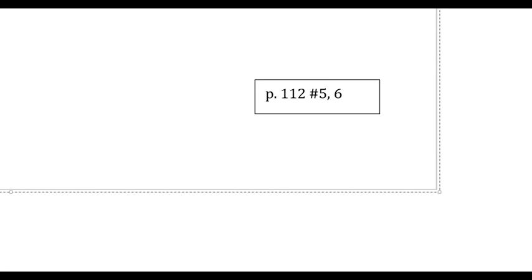All right. Page 112, number 5 and 6. Anything that has a sine or a cos in it, don't do. I think it's C and D in 5 you don't do, and D in 6 or something like that. If it's got a sine or cos, don't do it. Do the rest of them. Good?